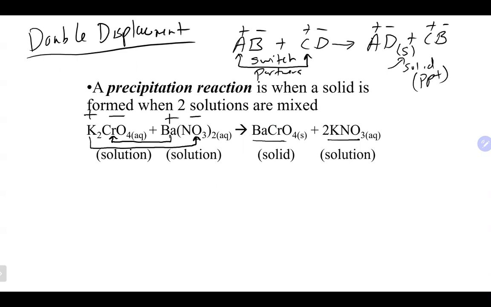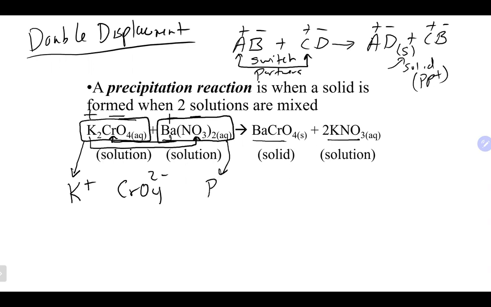What I mean by that is if we were to take this guy apart, the basic unit of this guy is a potassium ion and a chromate ion. So those are the basic 2 units that make up the first guy. The basic 2 units that make up the second guy are a barium ion and a nitrate ion, which is NO3 minus.